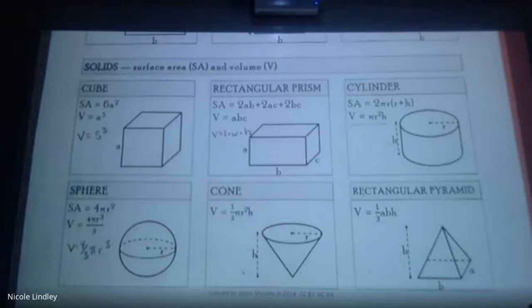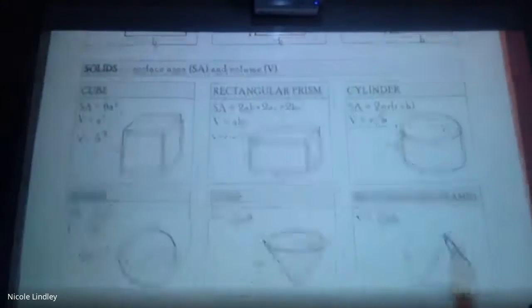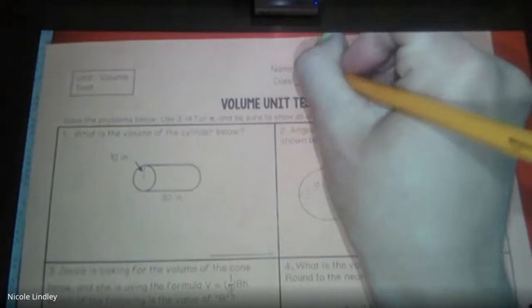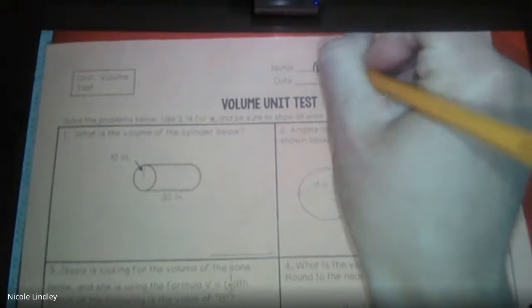How about a cylinder? All right, and now it needs to be quiet. We all know the volume formulas. You all have them on there. We're going to start the quiz. Everybody, make sure you put your name on. The date is the 16th. Thanks. I am recording, so it just needs to be quiet.